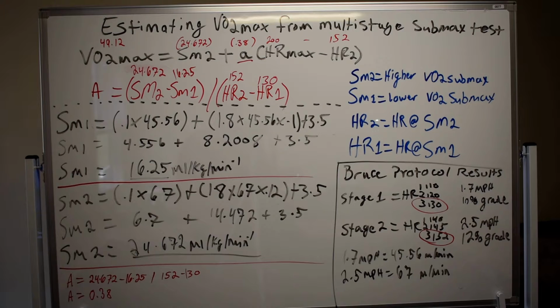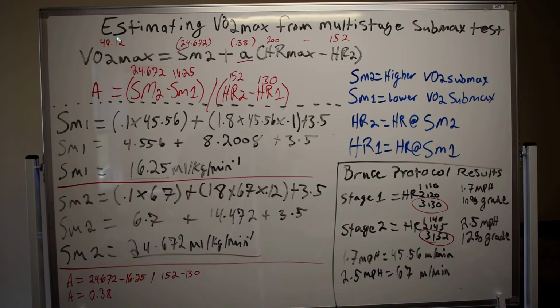Now, heart rate 2 is the heart rate at SM2. Heart rate 1 is the heart rate at SM1. We need to know those before we can move on. We also will need data from the Bruce protocol, which is over here.